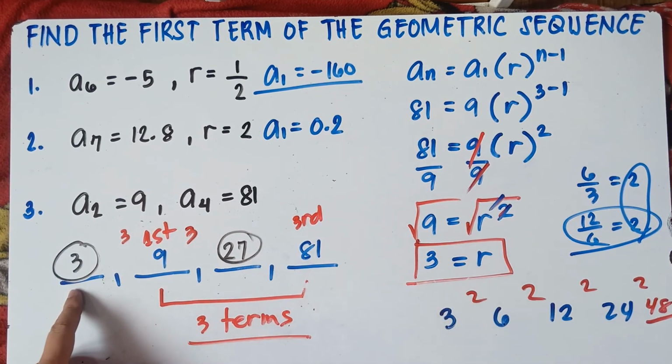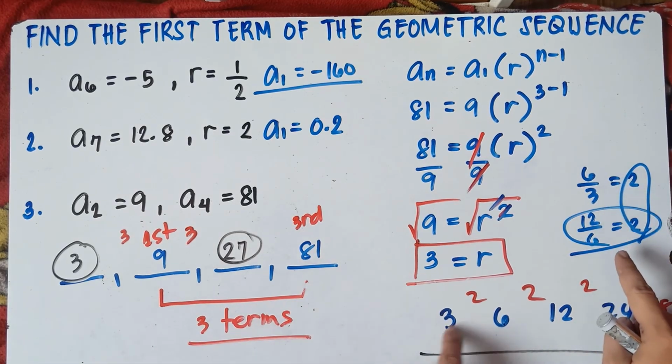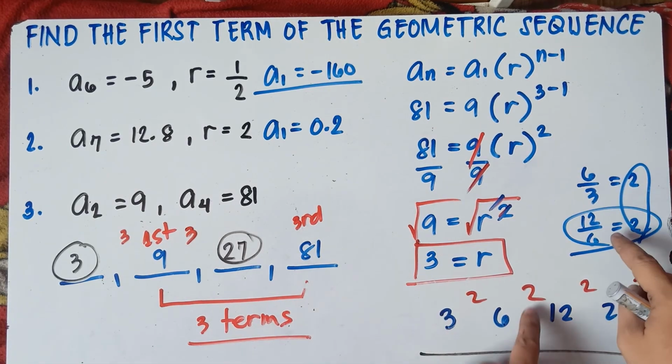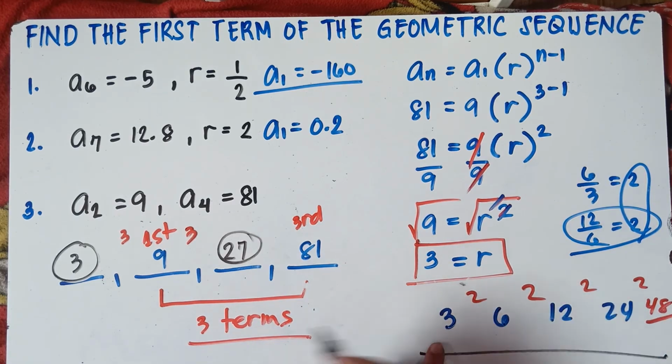Even if we multiply this one, same with this pattern, class. Once you get the common ratio, 6 divided by 3 is 2. 12 divided by 6 is 2. To get the next number, going to the right, you multiply it by 2. Going to the left, if you want to get the number before 3, you just simply divide it by 2. Going to the right, multiply it by 2.